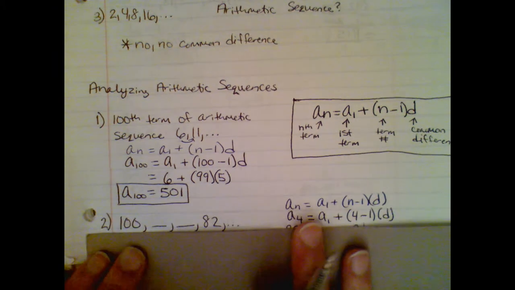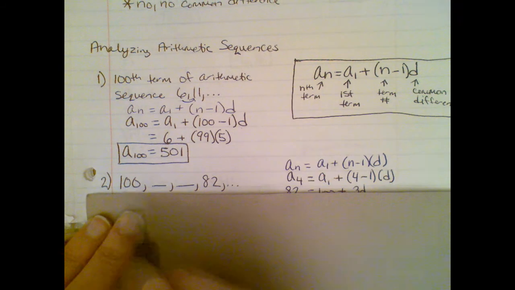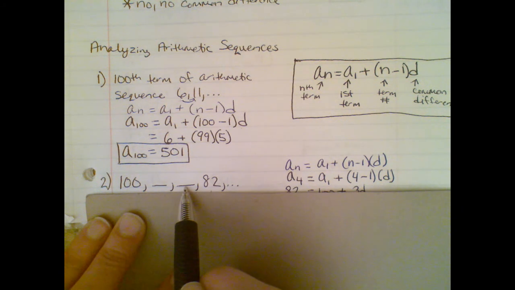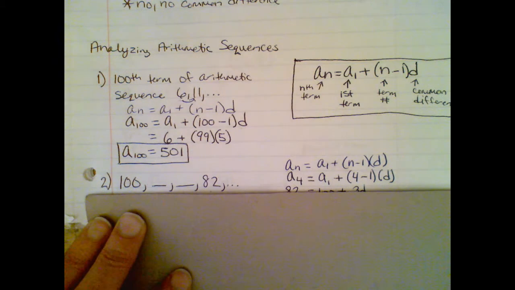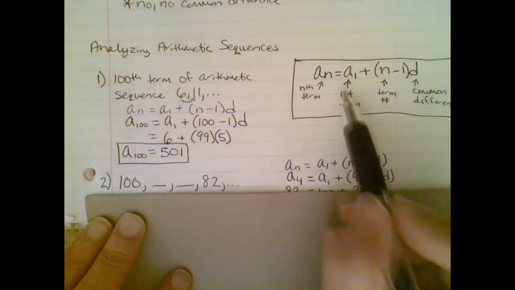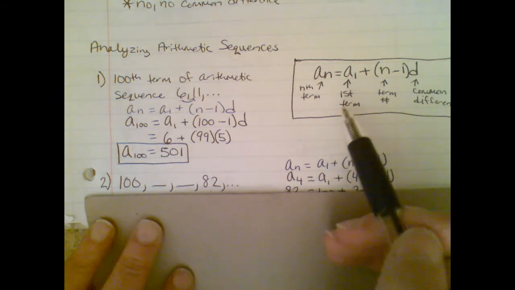Now this next one looks a little bit different. So they give us the first term is 100, and then they give us the 4th term is 82. And we need to find the 2 blanks in between. However, on this one, since we don't know 2 numbers back to back, we don't know what the common difference is. So we need to solve for the common difference so then we can fill in the blanks. So we're still going to use this equation because they tell us it's an arithmetic sequence, so we can use it.